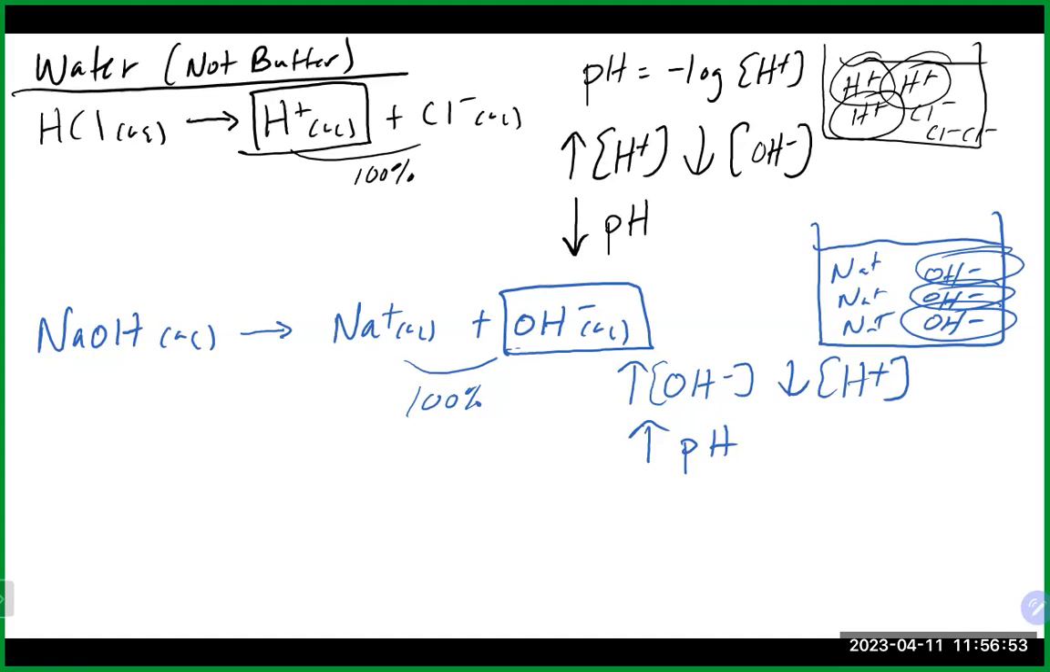All right, so let's look at a buffer and what would happen if we added these things to a buffer. And we'll just use a different sort of situation since we've been using HF. Why not? We'll use HF and we'll say we made a buffer out of these two things here and some sodium fluoride. This once again is our weak acid and the conjugate base.